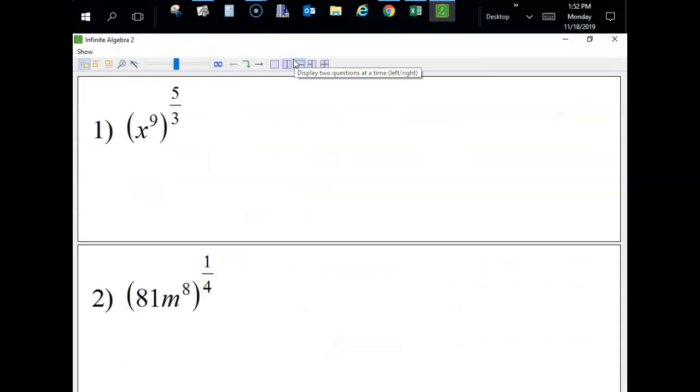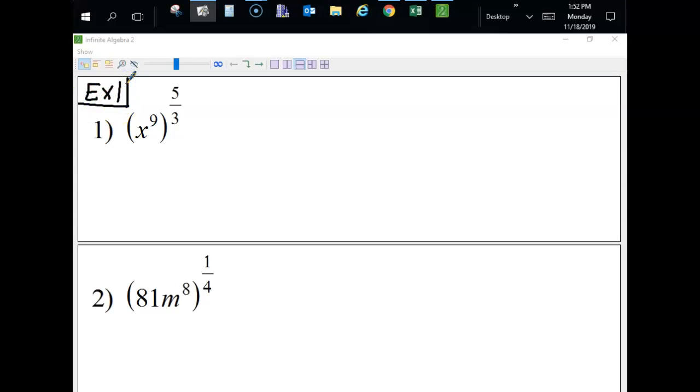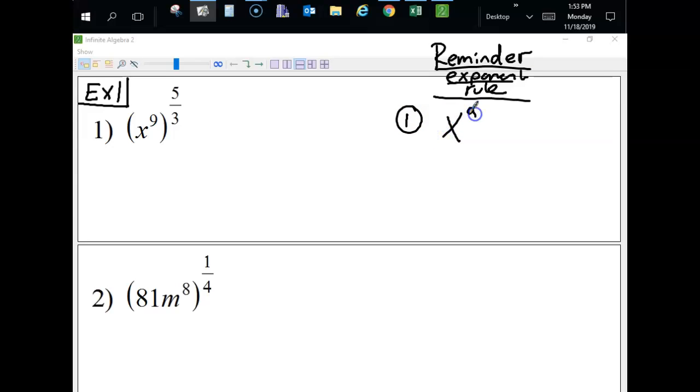All right, so that being said, we'll go ahead and begin the torture. This is example 1. I'm not going to put any directions. They're all just going to be basically to simplify. Now, before I begin this problem, I want to remind you of a basic exponent rule. Actually, I'm going to remind you of 2 exponent rules. Here's the first one. When you have x to the a raised to the b power, that's going to be x to the a times b.